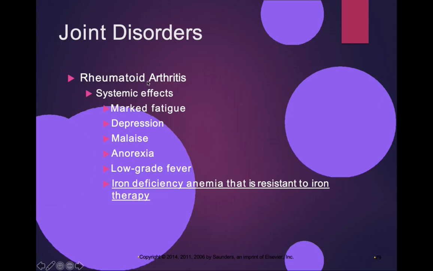Rheumatoid arthritis has systemic effects. It's not just the joints, it can affect other things as well. It can result in fatigue, depression, anorexia, low-grade fever. It can affect organs, the heart as well. Iron deficiency anemia that is resistant to iron supplementation. That's usually another indication of RA.